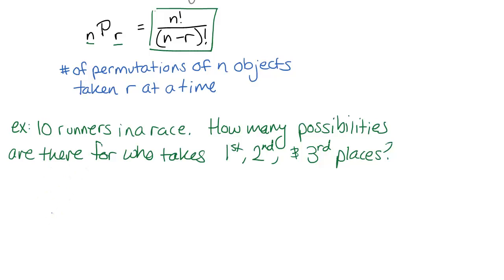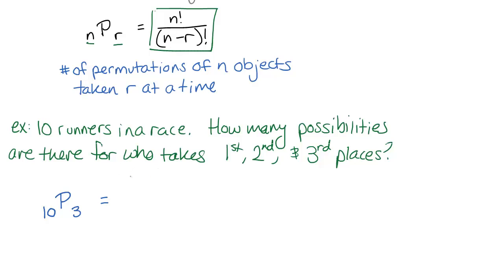So what we've got here is we have 10 objects, or in this case they are runners, and we're going to pick 3 of them, first, second, and third. So we're taking an ordering or a permutation of 10 different runners, but we're only picking 3. So we're not ordering all the runners from first to 10th. We're only ordering those first 3. So this would be 10 permute 3.